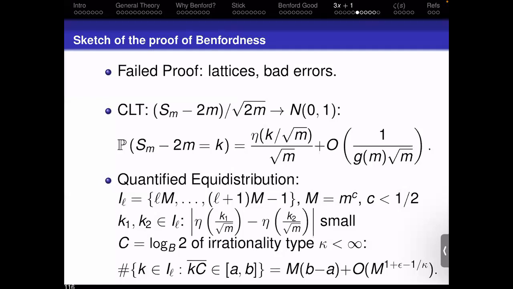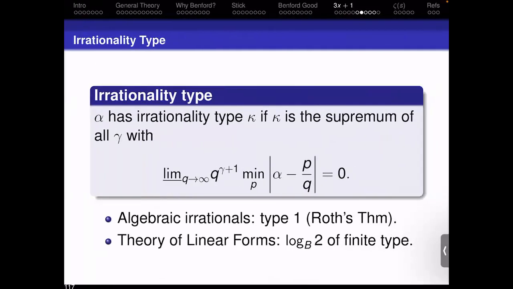And so you can show for any epsilon, it's m to the power 1 plus epsilon minus 1 over kappa, where kappa is the irrationality type. So what that means is alpha has irrationality type kappa, if that's the supremum of all gamma where the limit as q goes to infinity of q to the gamma plus 1 times the minimum of alpha minus p over q equals 0. So it's talking about how well we can approximate our number. So algebraic irrationals, they're type 1.